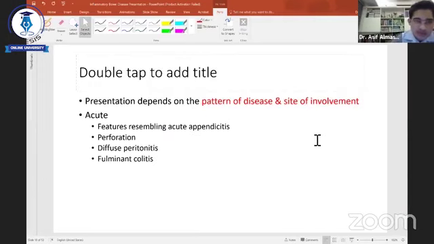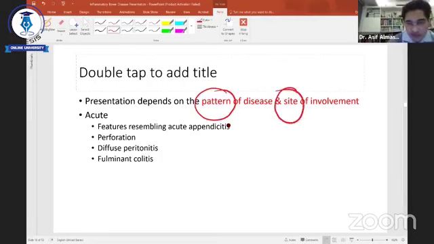Presentation depends on two things. Number one, pattern of the disease. Number two, site of involvement. For example, pattern of disease, whether it's acute or chronic. Site of the disease, whether the mouth is involved, whether the anal canal is involved, whether the perianal region is involved, whether the ileum is involved. The signs and symptoms depend on what site is involved.